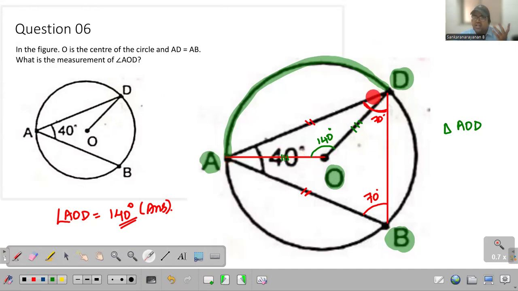AOD is an isosceles triangle because OA and OD are equal. Got it? Which means the base angles, OAD and ODA, should be equal in measurement because it's an isosceles triangle. This is already 140, right? So can I not consider that this measurement has to be 20 and this measurement has to be 20? So 20 plus 20 is 40, plus 140, it is coming as 180 degrees in that manner.